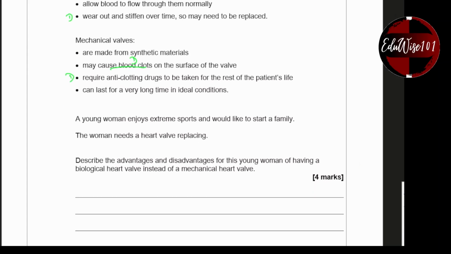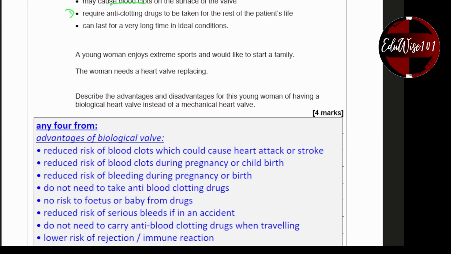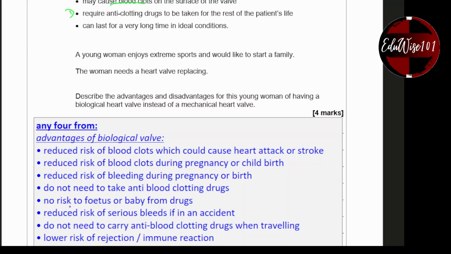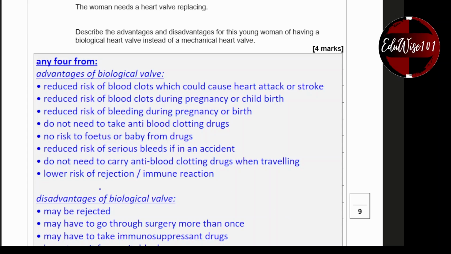Okay, here are some examples of advantages and disadvantages. Advantage of biological valve: reduced risk of blood clots, which could cause heart attack or stroke. There's a reduced risk of blood clots during pregnancy or childbirth, and there's a reduced risk of bleeding during pregnancy or childbirth. And you do not need to take anti-blood clotting drugs, which means there's no risk to the fetus or baby from the drugs. And there's a reduced risk of serious bleeds if the person is in an accident. If you're taking anti-blood clotting drugs, your blood is not going to clot easily. They do not need to carry anti-blood clotting drugs when traveling.